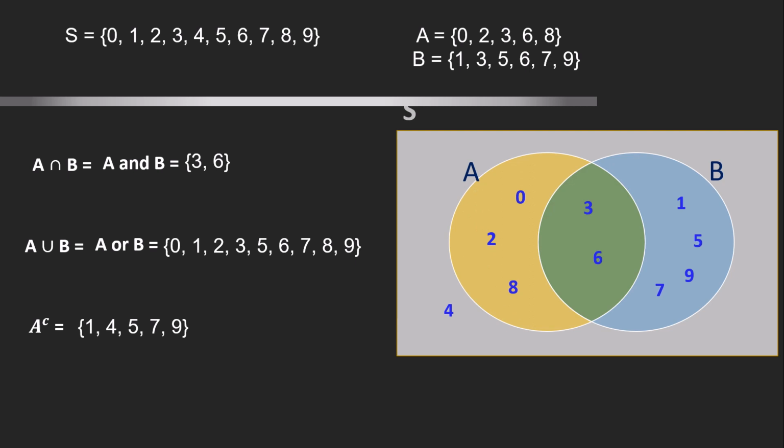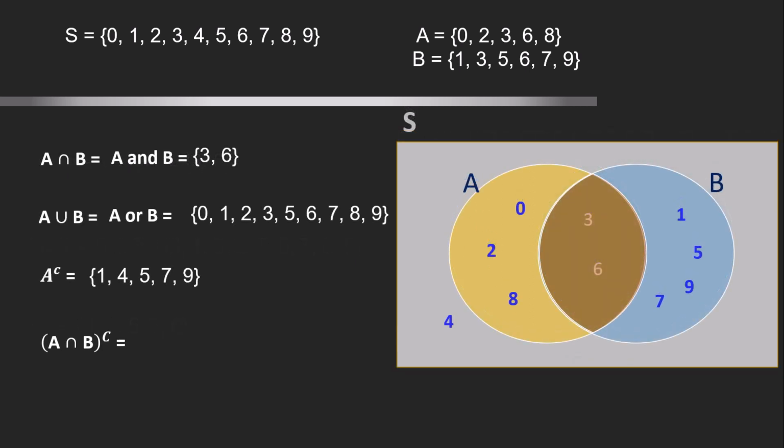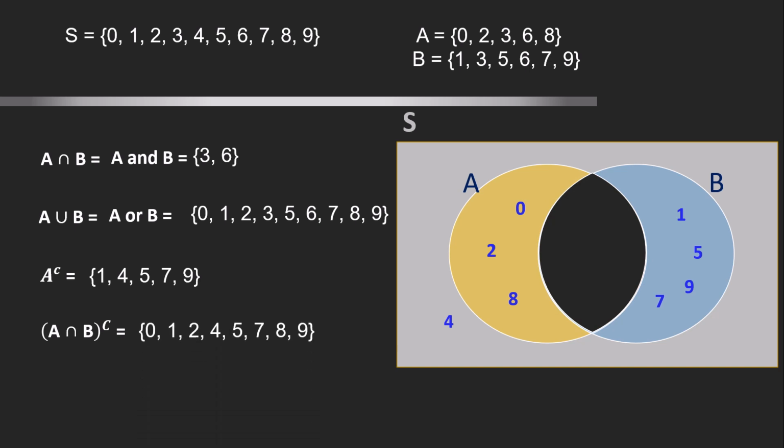How about the next? Next is to find the A intersection B complement. Okay, how do we find this? First, we need to understand A intersection B. We already know A intersection B, but let me show you, this is the A intersection B. But we need the complement of that. Therefore, we can remove it. So, what are the elements now? We have 0, 1, 2, 4, 5, 7, 8, 9. That is the A intersection B complement.